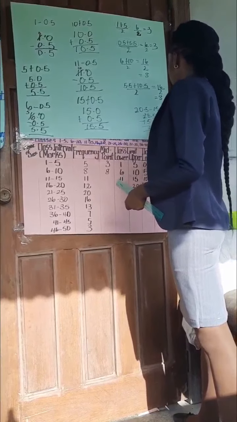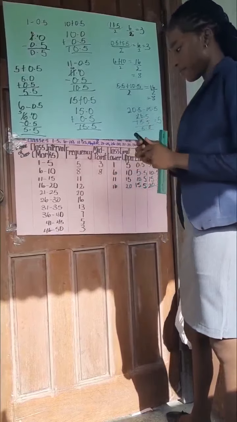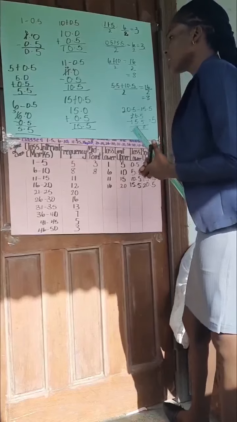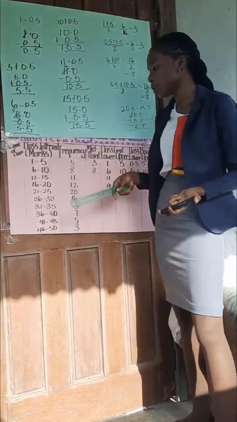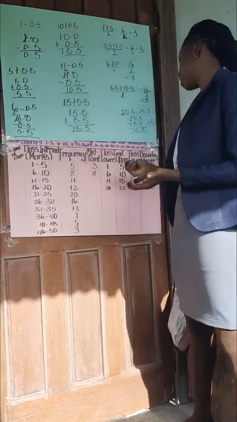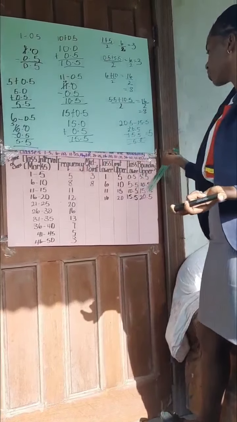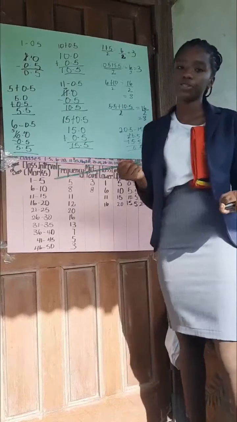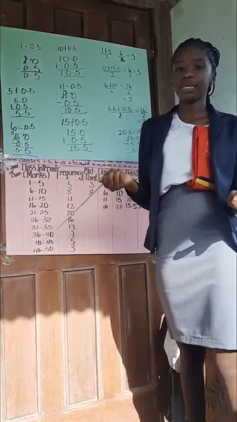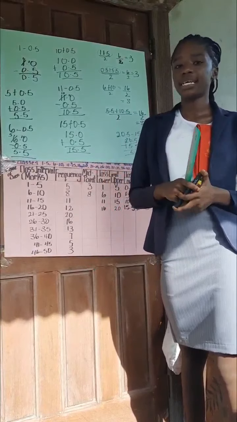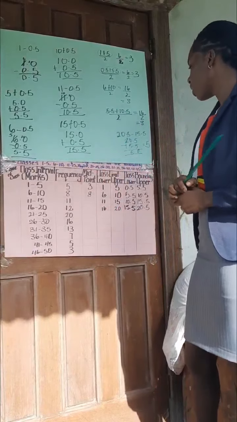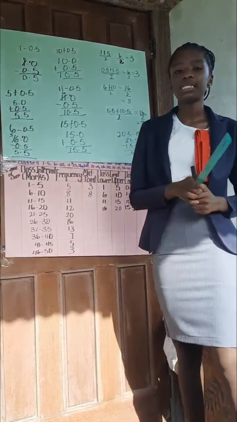5.0 is the same as 5. Right? So the class width is 5. If you choose another class and you subtract your class boundary, you will have the same 5. Right? You understand that?